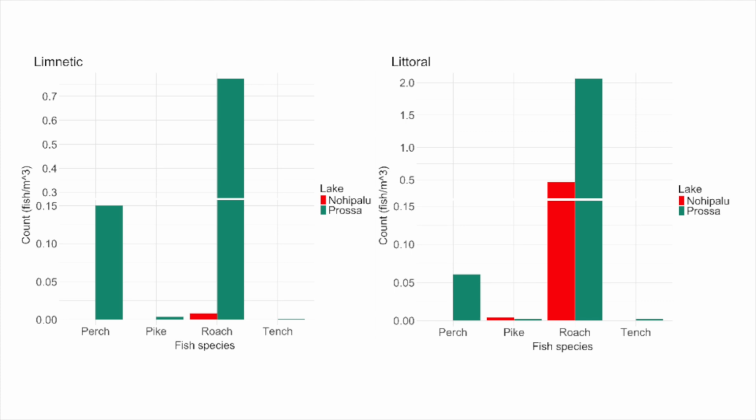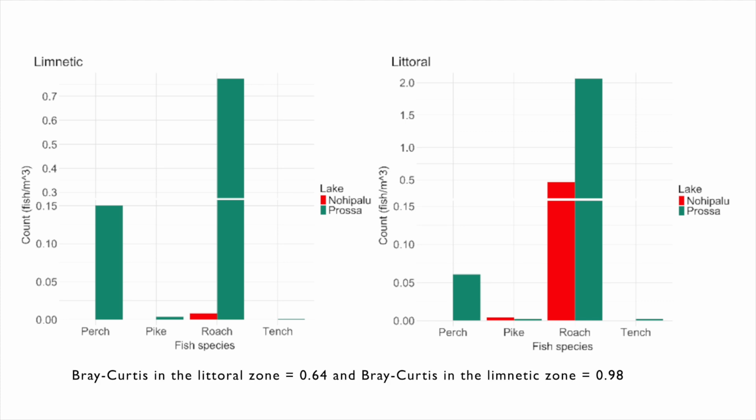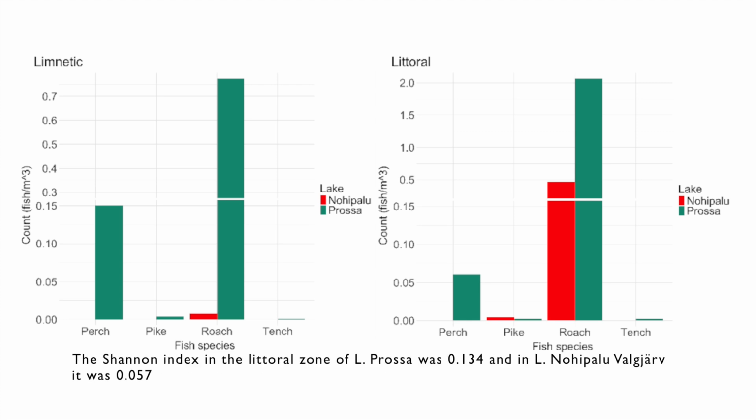Pike was also present in Lake Prussia, and even one individual of tench was found in the littoral zone of Lake Prussia. The Bray-Curtis dissimilarity test also showed that the communities between the lakes were very different, and the Shannon Diversity Index shows how Lake Prussia had a higher diversity of fish species.